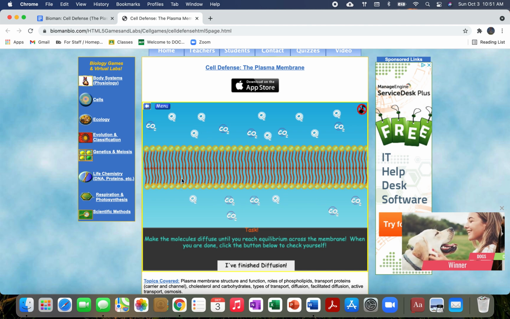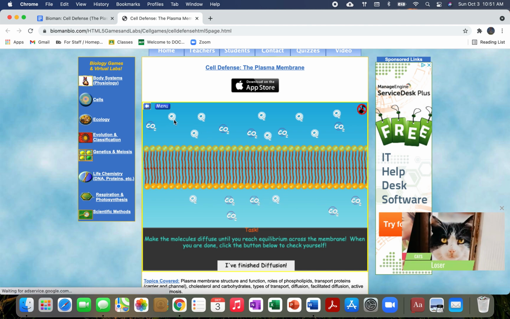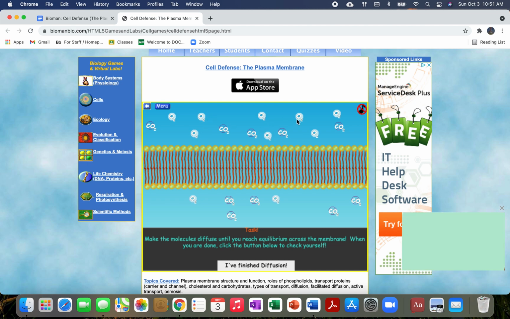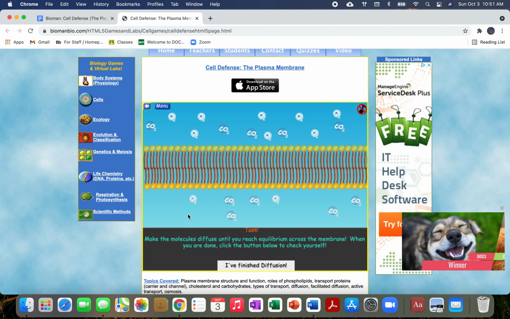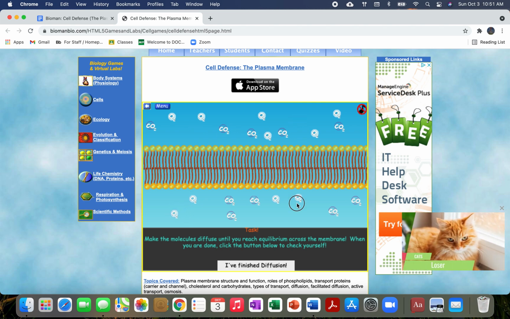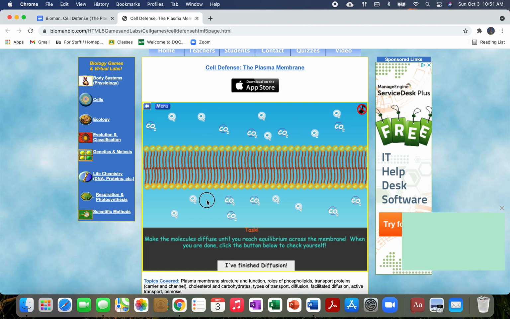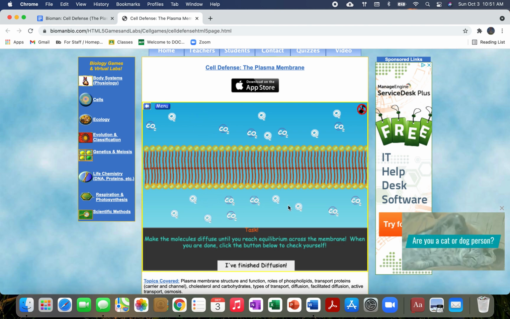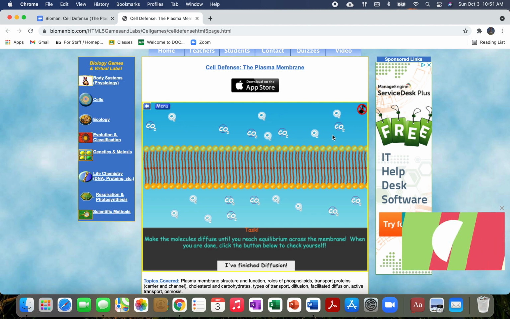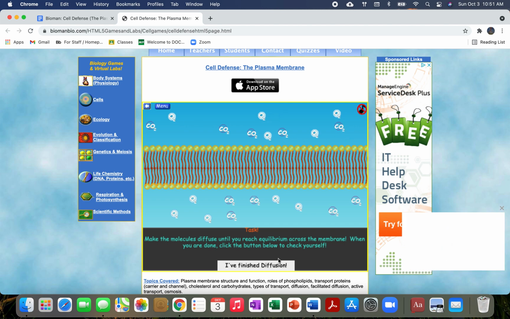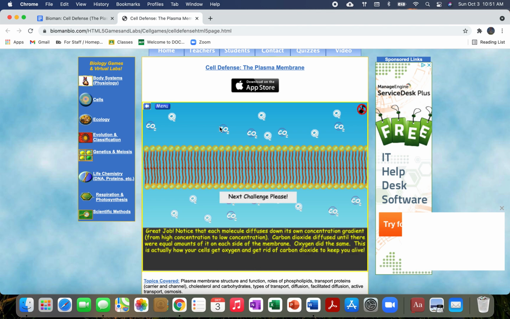Now if we look at my O2, O2 has 2 on this side, 1, 2, 3, 4, 5, 6, 7, 8 on the other. That is not equilibrium. There's 8 on this side and only 2 on this side. So I'm going to drag more across. And now if we count 1, 2, 3, 4, 5, 1, 2, 3, 4, 5, that should be equal. So if you think you have it, click I've finished diffusion. If you didn't get it right, it's going to tell you to keep going.